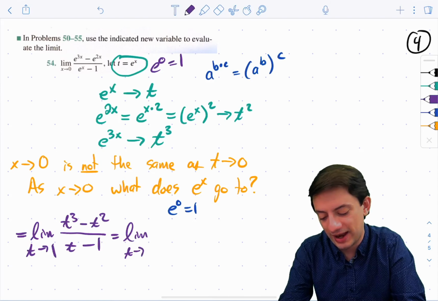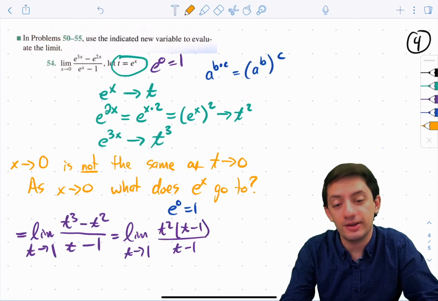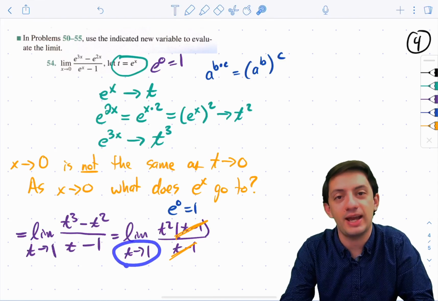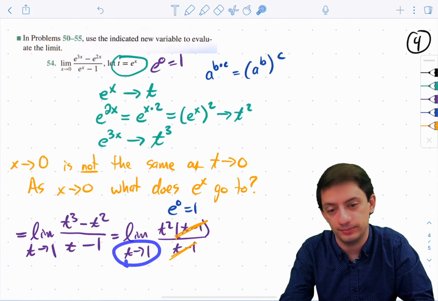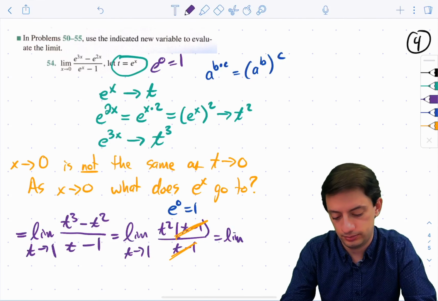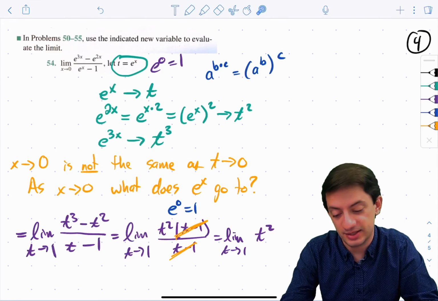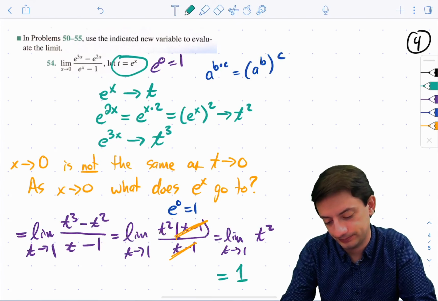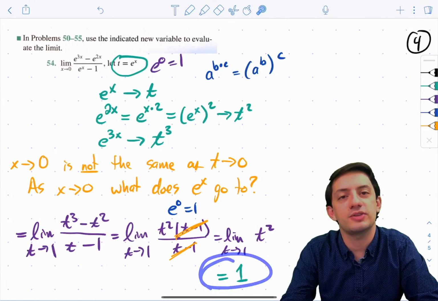So what we'll do is we'll factor the numerator. Both terms have a t squared. And when we factor it out, we're left with a t minus 1. And thankfully, we can cancel these, because even though they don't exist at 1, we're taking the limit at 1, which means we don't care about what happens at 1. So we're left with just the limit as t goes to 1 of t squared. And this is easy, because this is a polynomial, so its limit you can find by just plugging it in. When you plug in 1 to this, you get 1. So there we go. This is our answer. This is the limit here.